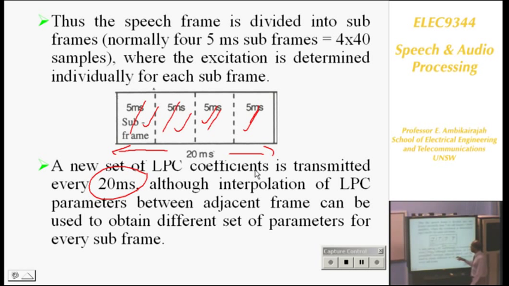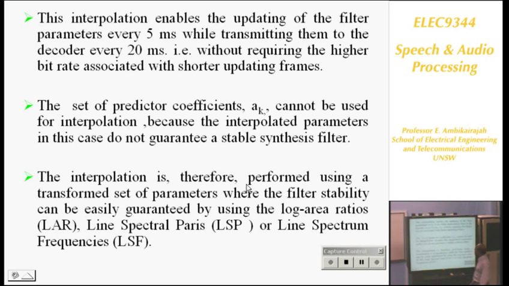We call it interpolation between the adjacent frames. So interpolation enables the updating of the filter parameters every 5 milliseconds, while transmitting the LPC every 20 milliseconds, without requiring the higher bit rate associated with the shorter updating frame. So you do the updating every 5 milliseconds, but transmit the data every 20 milliseconds.